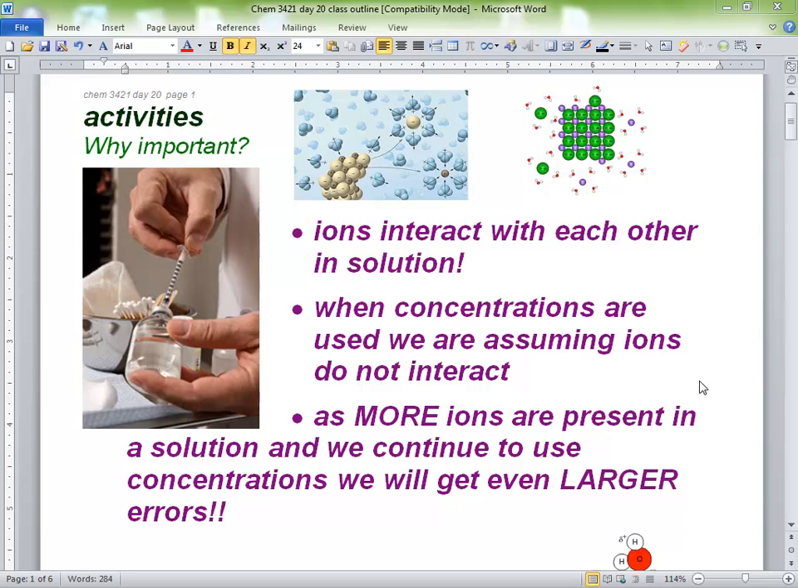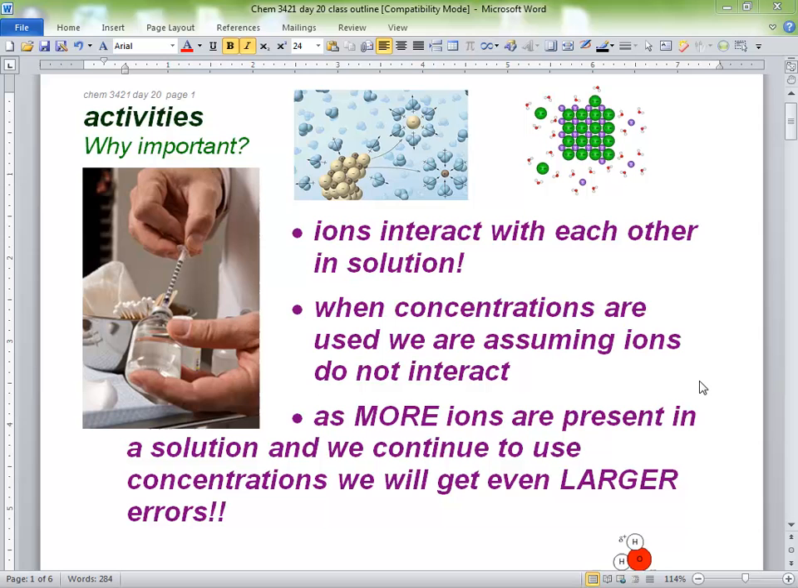Concentration is everywhere, right? We haven't used the Henderson-Hasselbalch equation, but Beer's law, the equilibrium constant expression, solubility, Ka, Kb, Ksp, Kf, they all have concentrations. All wrong results if you have ions.